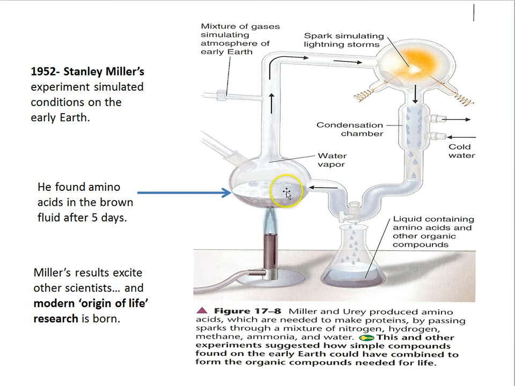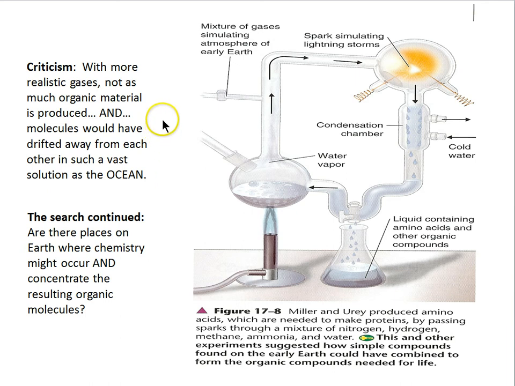Surprisingly, after a few days, the solution turned brown. And when he analyzed the solution, he found amino acids and all kinds of other organic molecules. Amino acids are the building blocks of proteins. Now, he didn't make a living cell, but he did make a whole bunch of organic molecules that are found in living cells. This was very exciting to scientists at the time, and it gave support to the primordial soup hypothesis. However, there were some criticisms that emerged over time.